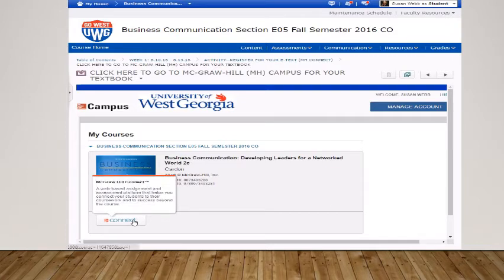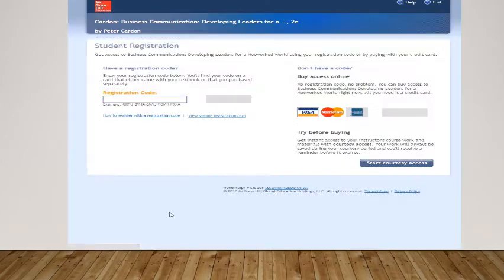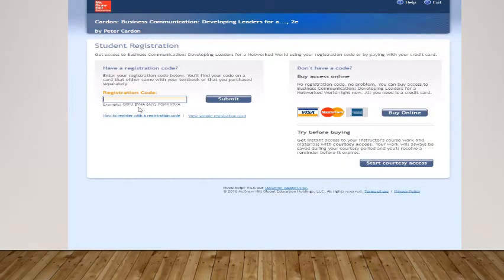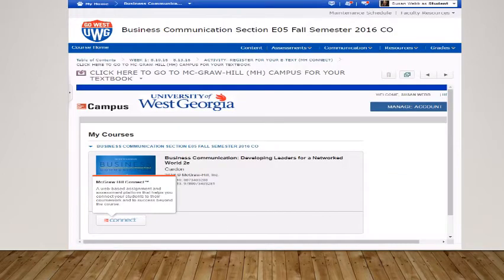You'll click on this Connect, and this will take you to a registration page where you will either enter a registration code that you got or bought from the bookstore, or purchase online using your credit card, or if you need to wait a couple of weeks to pay, you can start your 2-week courtesy access. But again, this will be over in 2 weeks, but it gives you an idea, and it also helps so you don't have to pay right off the bat. So now I'm going to click out of this and go back to CourseDen.